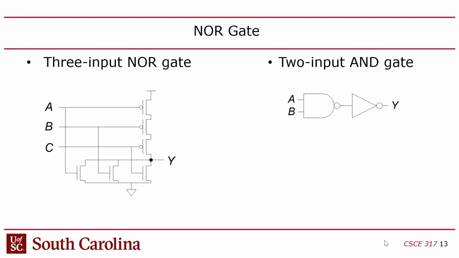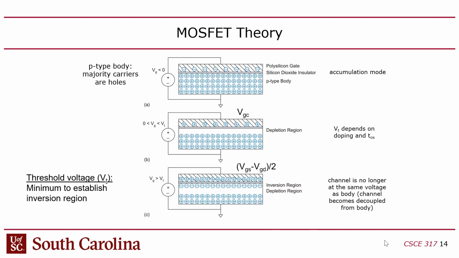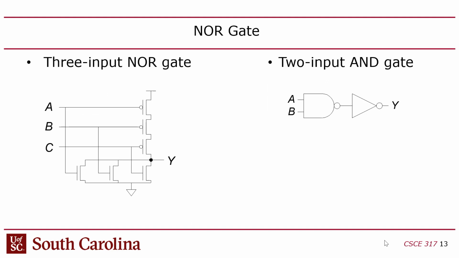Okay, so you can build a NOR gate though. In this case, it's just kind of the reverse. This has A, B, and C. That's a 3 input. So here's a 3 input NOR gate. You can build a 3 input.